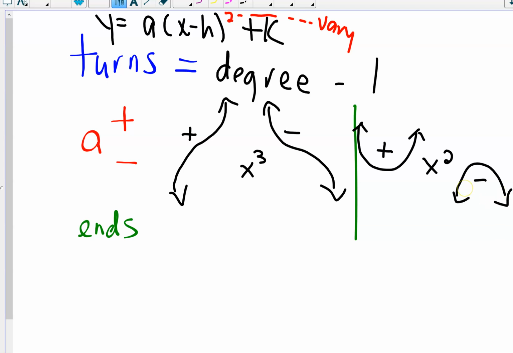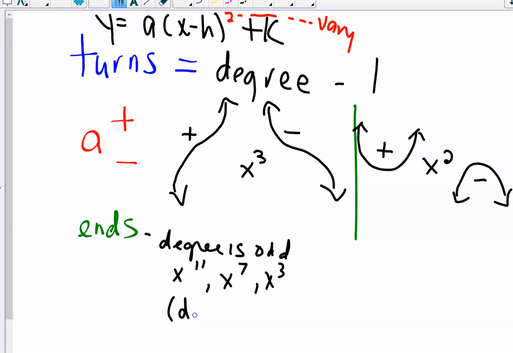Okay, so let's look at the ends. I went over that chart really thoroughly on purpose. If I'm looking at the ends, if the degree is odd, it could be x to the 11th power even, any odd power, x to the 7th power, x cubed, the ends are going to be in different directions. So one's going to go up and one's going to go down, or vice versa.